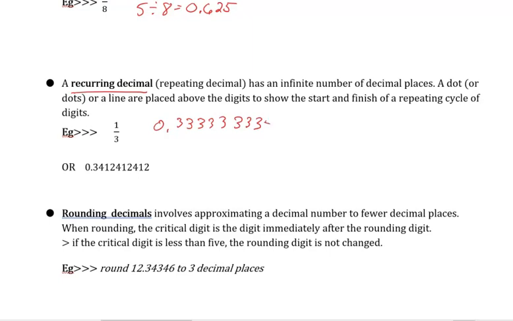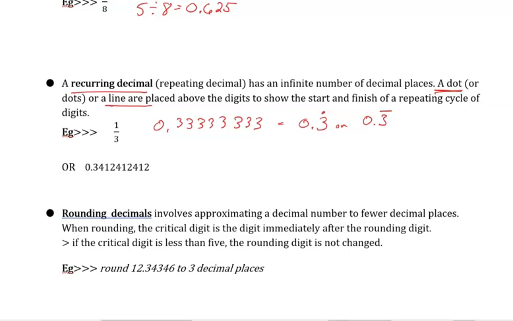Some calculators will stick a 4 in there. Oh, that one it wouldn't, because it wouldn't round up. But we don't need to write that. The way to write that is 0.3 and then place a dot, or we can put a little line over the digits to show the ones that recur.